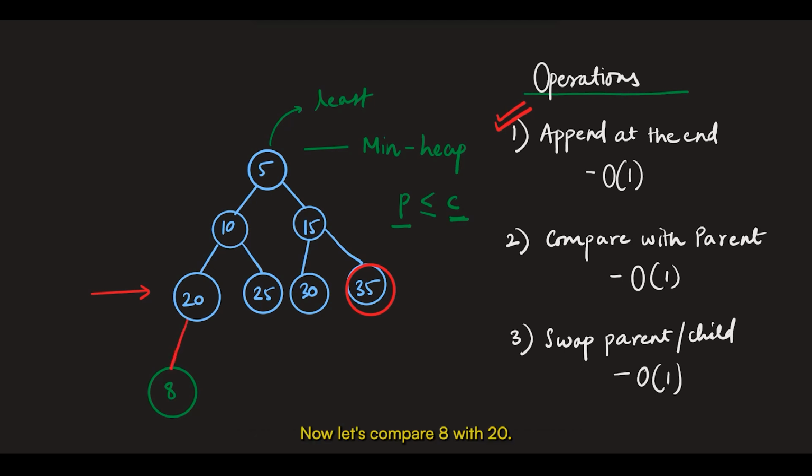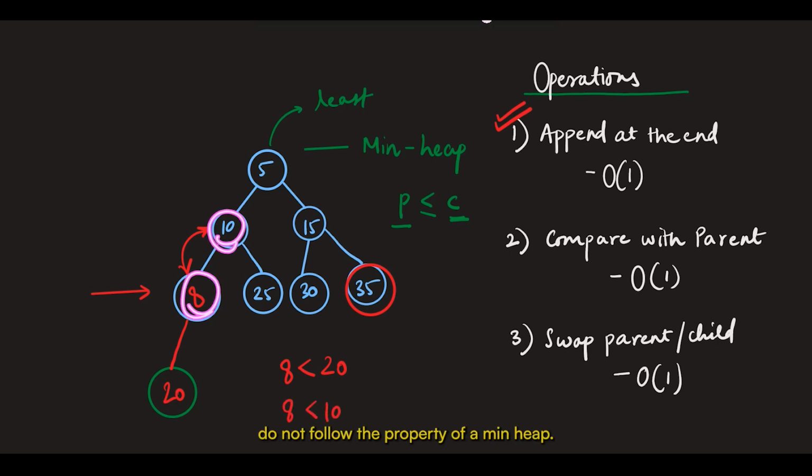Now let's compare 8 with 20. Since 8 is less than 20, this is not following the property of a min heap. Hence, we need to swap these two elements. Now let's compare 8 with 10. Since 8 is also less than 10, these two elements also do not follow the property of a min heap. Hence, we need to swap these two elements as well.